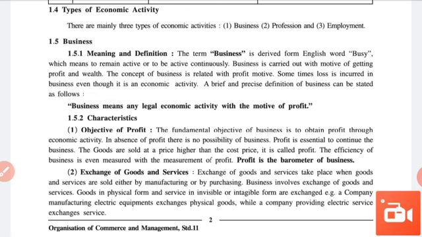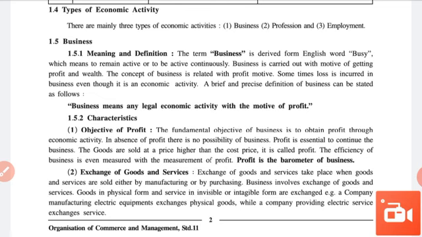A brief and precise definition of business can be stated as follows. Business means any legal economic activity with the motive of profit. You can write this definition or meaning in the examination. Please underline the important points in the definition. In the first line, the word busy; you should write this line.